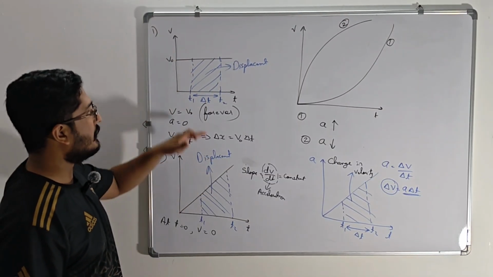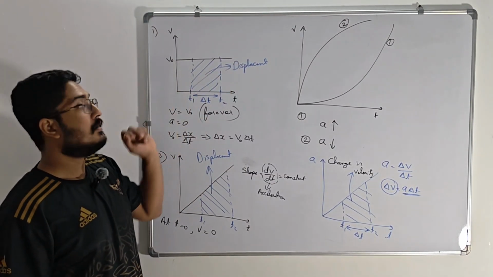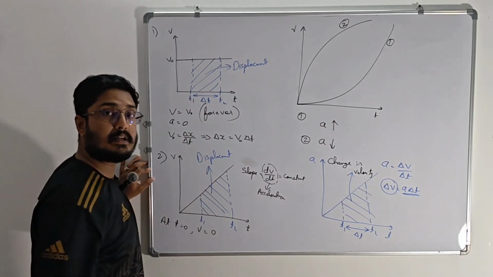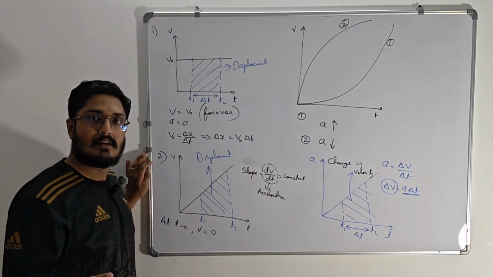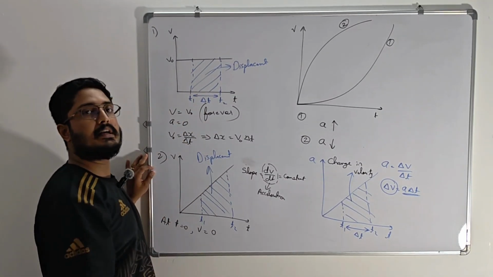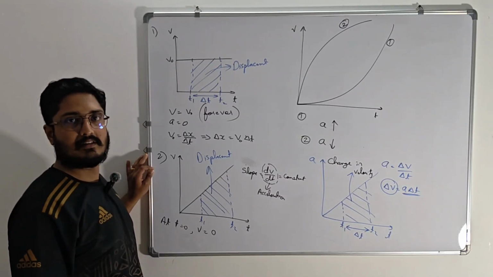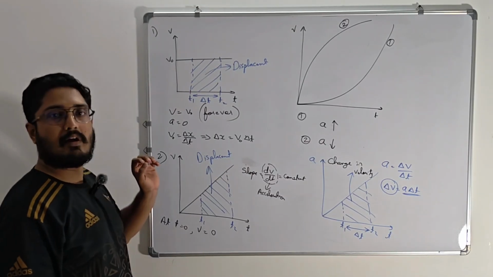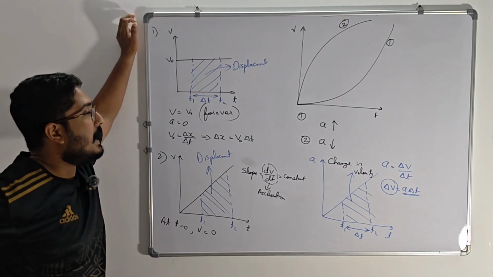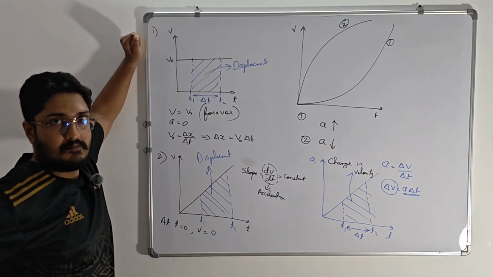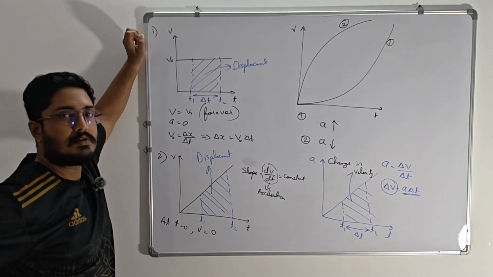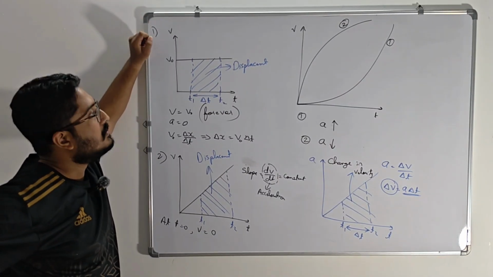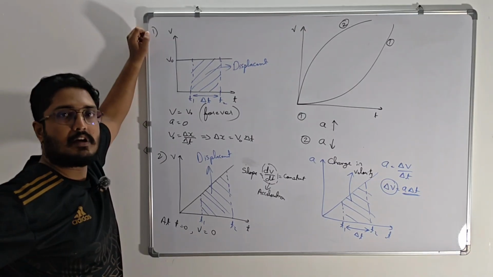Okay. Same way in the velocity versus time graph, the area under the curve represents what? The area under the curve is actually representing change in position. The change in position, we are calling it displacement. Okay, I hope you have understood. So this is the understanding about the graph. We will be solving one question based on this in the next video. Just make sure that you understand the graphical method.